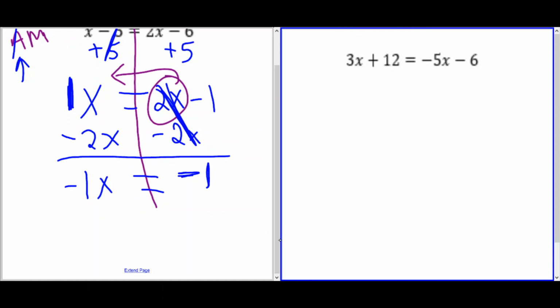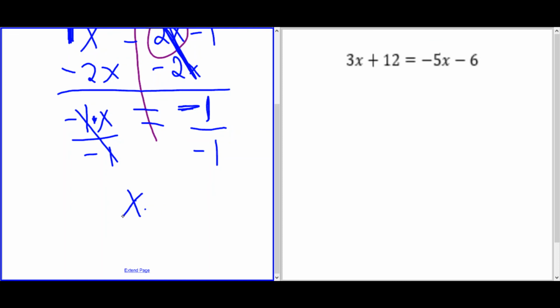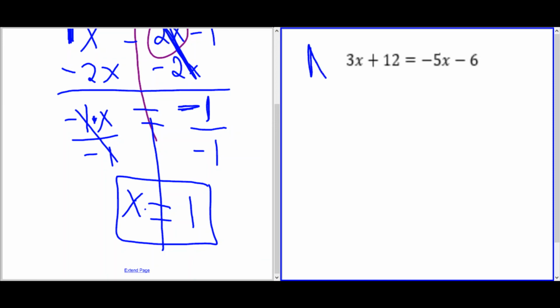Now, we want it just to say x. We don't want to say negative 1x. So we need to divide by what we're multiplying by. So since we're multiplying by a negative, we need to divide by a negative. So these negative ones cancel, and I'm left with just x. And a negative divided by a negative is positive. So negative 1 divided by negative 1 is positive 1. So my answer here is x equals 1. So I want you to try the one on the right. So go ahead and pause the video and give that one a try.